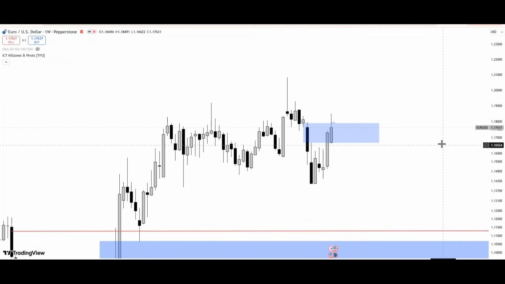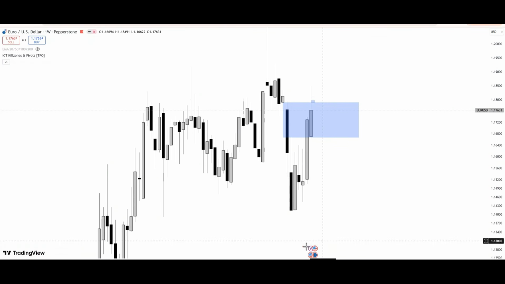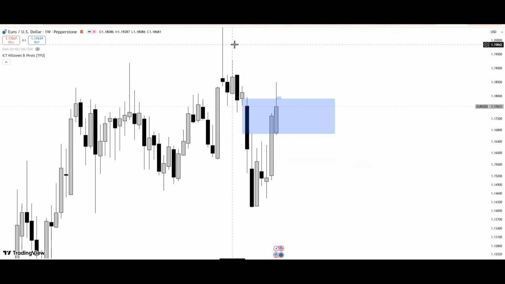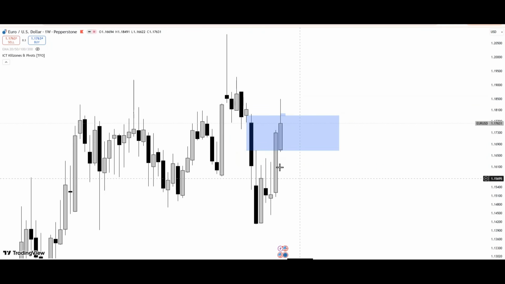So let's look at EURUSD. EURUSD and the dollar index are negatively correlated, so you want to see the opposite. Again, this is the weekly time frame. You can see we had all this bearish momentum, price creating a market structure shift here, and so far we've had this fair value gap, and we've been looking at this fair value gap for the past 2 weeks, 3 weeks.